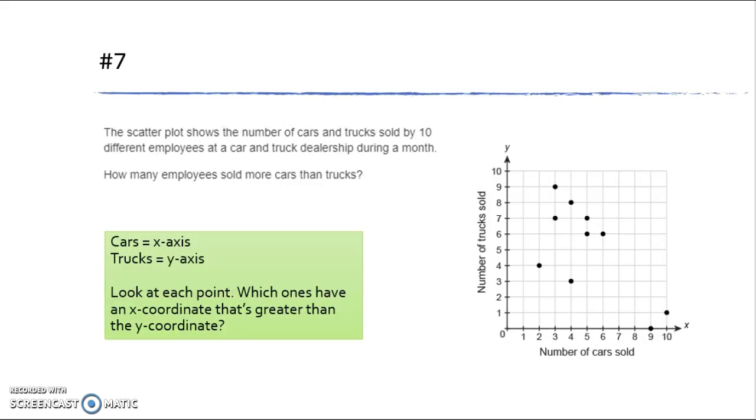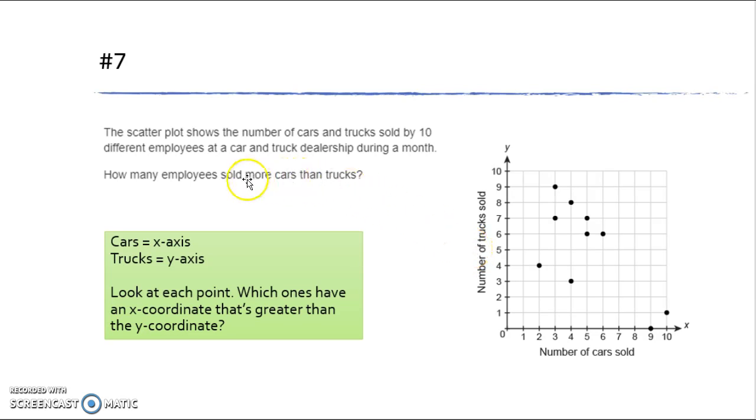Question 7, the scatter plot shows the number of cars and trucks sold by 10 different employees at a car and truck dealership during a month. How many employees sold more cars than trucks? Each of these versions for question number 7 are a little bit different, but they all require you to read what the axes represent. So you need to take a look at the x-axis. In this example, it's the number of cars that are sold, and the y-axis, in this example, it's the number of trucks that are sold.